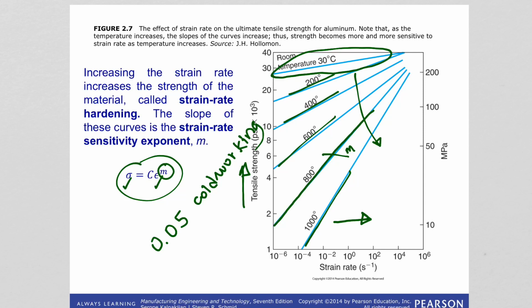And then this goes up to 0.4 for hot working.